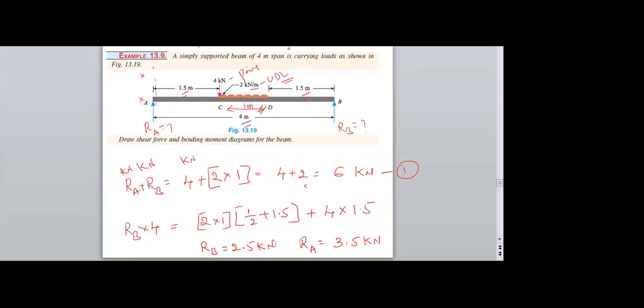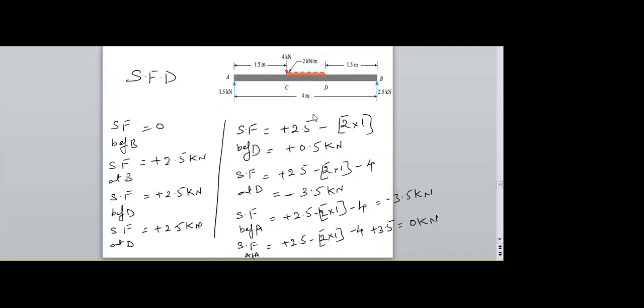After finding RA and RB, I need to draw the shear force diagram and bending moment diagram. So to draw the shear force diagram, I need to move the section from the right hand side to the left hand side. So the first point is B. Before B, it is 0. At B, a positive 2.5 kilonewtons.